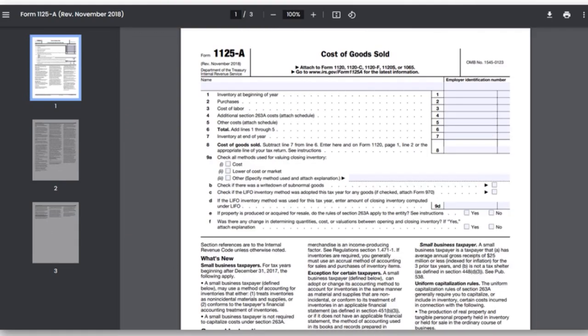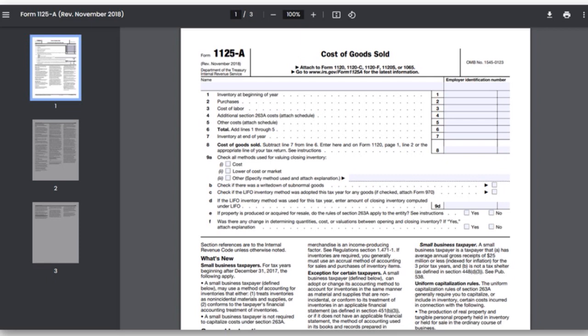Now let's talk about Form 1125A. This is basically a form that is used by business return filers, those who file Form 1065, 1120, and 1120S, to calculate and then deduct the cost of goods sold by a corporation or partnership. I spoke about that earlier, right?